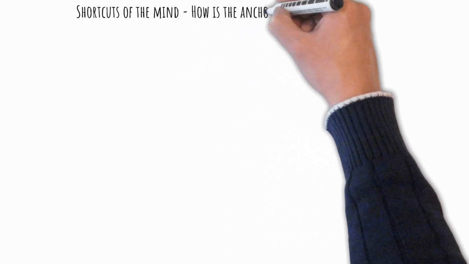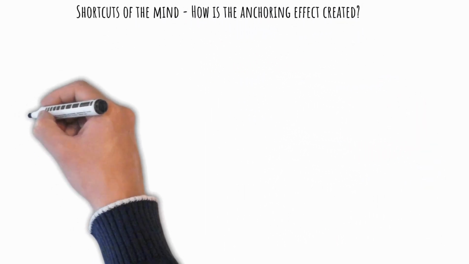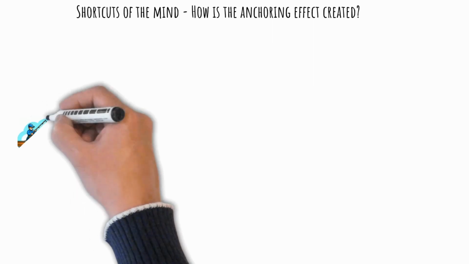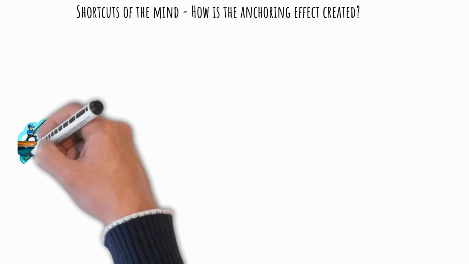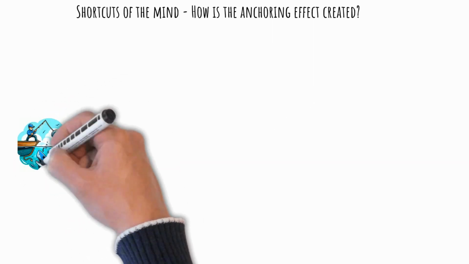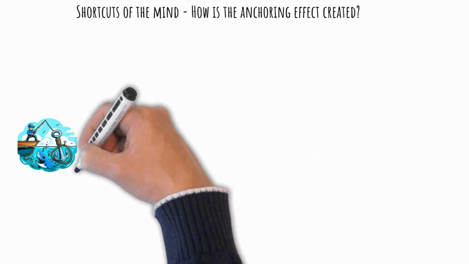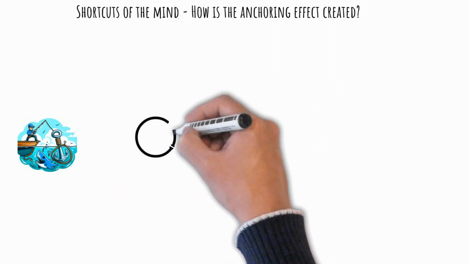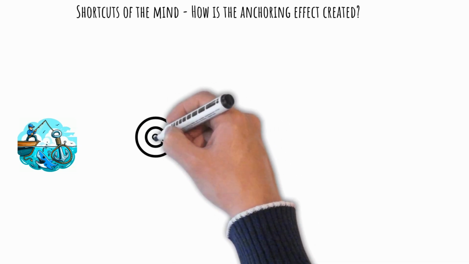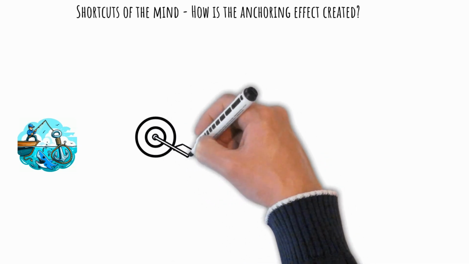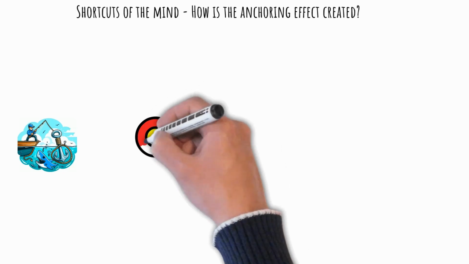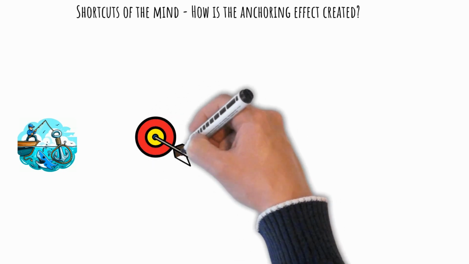Shortcuts of the mind. How is the anchoring effect created? Current science has two explanations for the anchoring effect. The first is the estimate and refine method, where we choose a reference point and move step by step from it. However, in that case, the reference point has a big impact on the result. This is true even if it is a seemingly unrelated number.